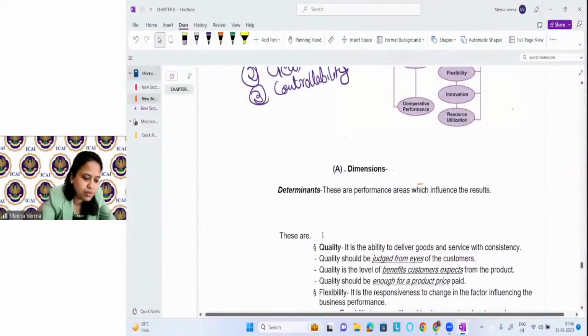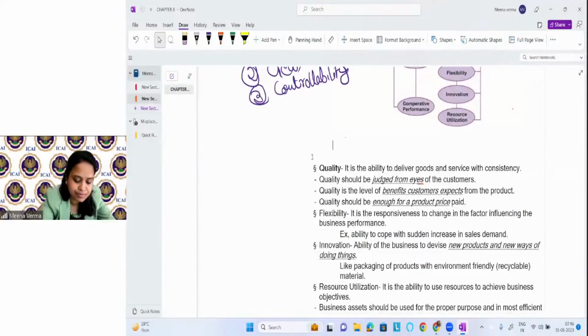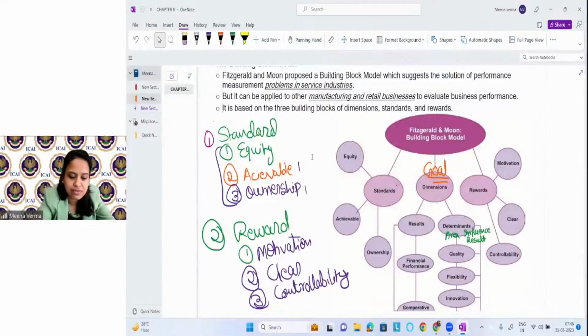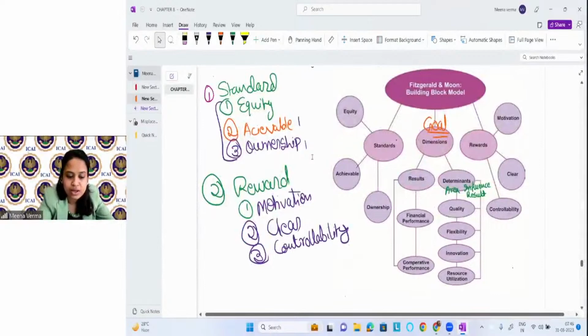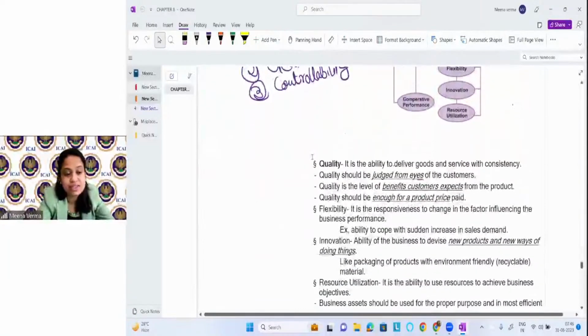Now see here what we will consider: what are the determinants, what are the areas that will affect the result? Determinant means areas that influence the result. So they have given you 4 points: quality, flexibility, innovation, and resource utilization. These are the 4 points that affect the results.